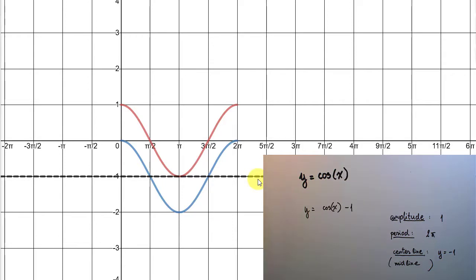And so that's how we recognize the function, and that's how we can understand how adding or subtracting a constant affects the graph of a function. And specifically in this example, I'm doing the cosine function.